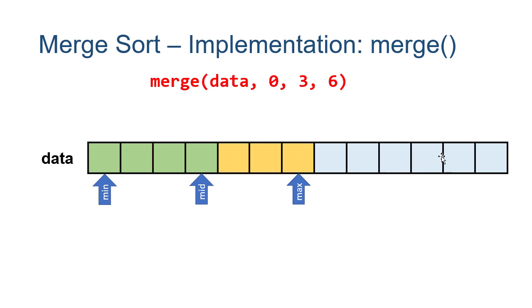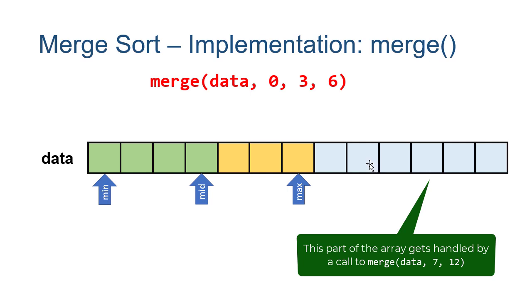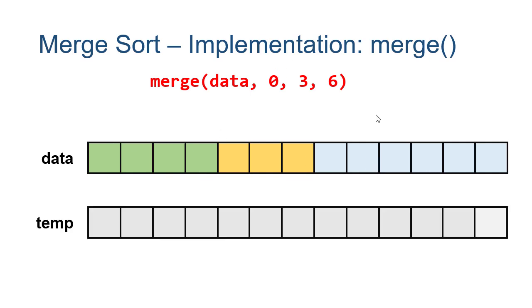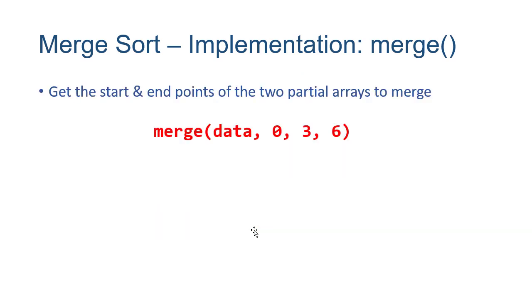So for this call to merge, we're only going to be concerned with the data between 0 and 6. We're going to ignore the rest of the array for now. We're going to create this temp array, keep that in mind, and then the merge method will sort these elements into our temp array, and then we're going to copy those elements back. So that's sort of at a high level how merge is going to work. So let's see the specifics.